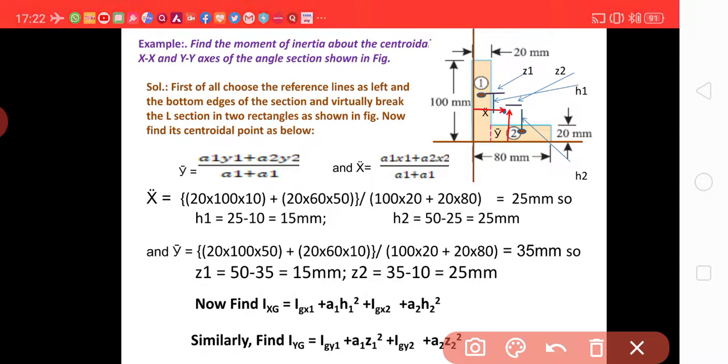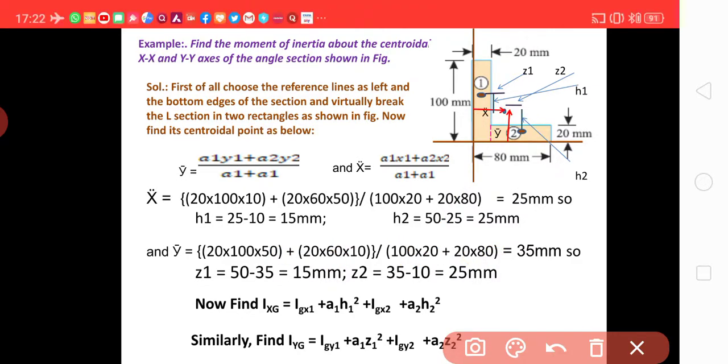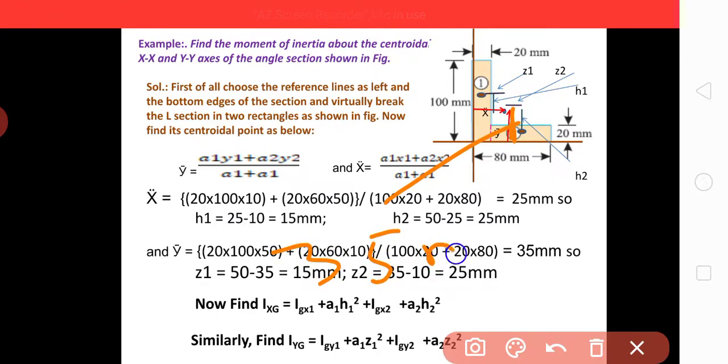So applying this, we find that x bar comes out to be 25 mm. That is, it is 25 mm away from the left edge. This much distance is 25 mm. Now similarly, y bar comes out to be 35 mm. This distance is 35 mm.